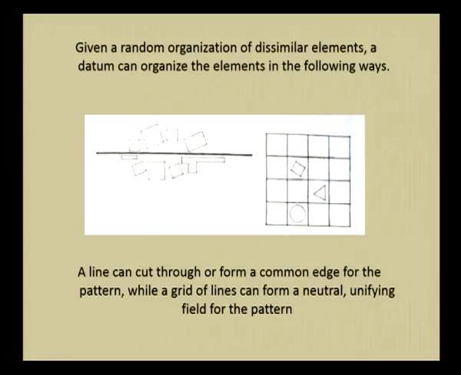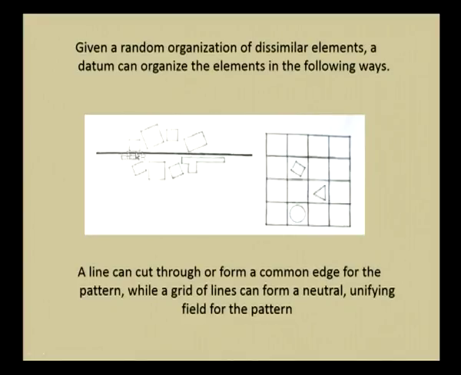There are varieties of ways of doing it. There are different tools for creating a datum. A line can be a datum, or an architectural plane or architectural volume can be a datum. We will see it one by one. Given a random organization of dissimilar elements, a datum can organize the elements in the following ways. First, a line can cut through or form a common edge for the pattern, while a grid of lines can form a neutral unifying field for the pattern.